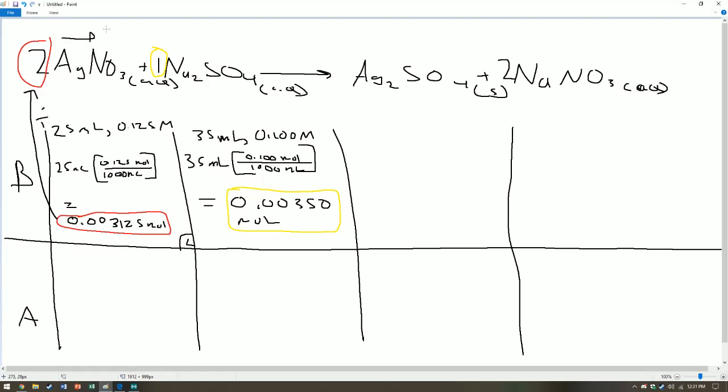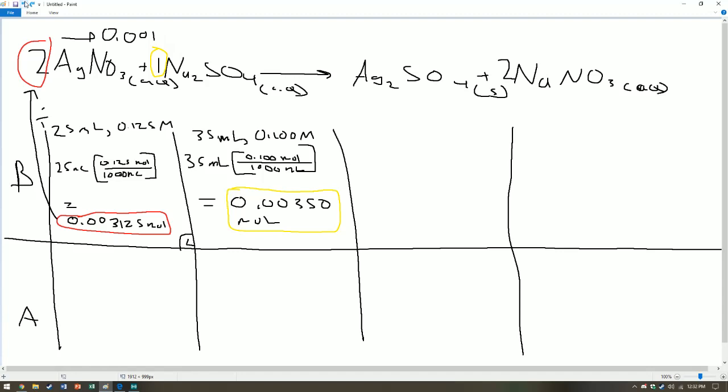Yields 0.00156, and then similarly, if I do the same sort of division of this by this, I get that yields 0.0035. And the way you determine the limiting reagent from this test is whichever one spits out the lowest number, that's the limiting reagent. We can see here that 0.00156 is much lower than 0.0035, so therefore that's the limiting reagent as we just said before.